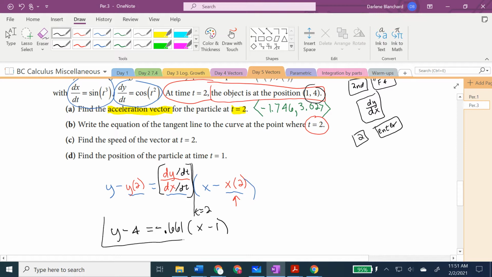And once you have an equation of a tangent line, if you are in a free response test, leave your answer that way unless it specifically asks you to isolate y; you don't need to. Now, do you remember what the formula is for speed?